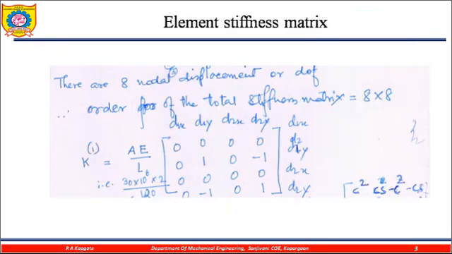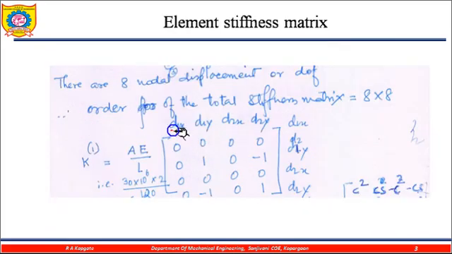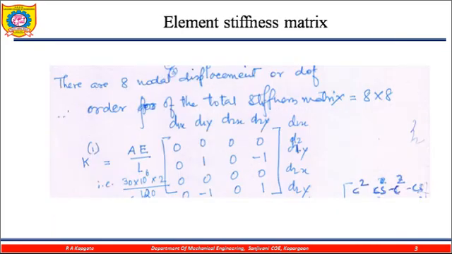So here, in element number 1, which one is the element number 1? Element number 1 is this one. So that d1x, d1y, d2x, d2y, because this is my node 1, this is node 2, this is my node 3, and this is my node 4. So d1, and this is my first element, hence d1 and d2.